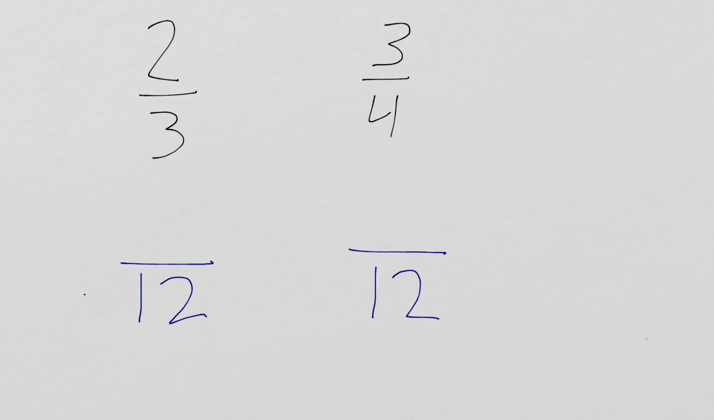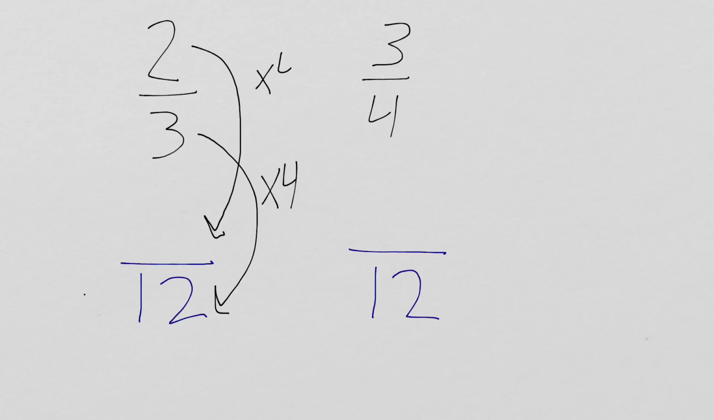So I've created two fractions here that have 12 as their denominator, and now we need to figure out what can we multiply 2/3 and 3/4 by to create fractions that have 12 as their denominator. Well, if we think of our multiples, 3 times 4 gets us to 12. And if we think back to our equivalent fractions, whatever we multiply our denominator by, we have to multiply our numerator by as well. So 2 times 4 will get us our new numerator, and that's going to be 8.